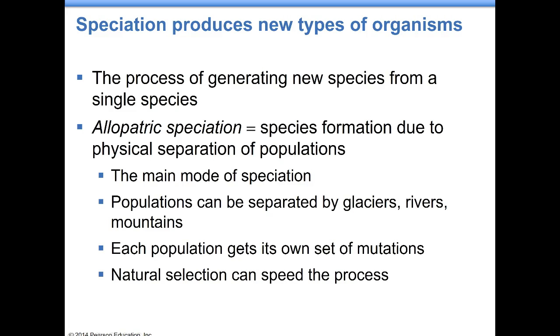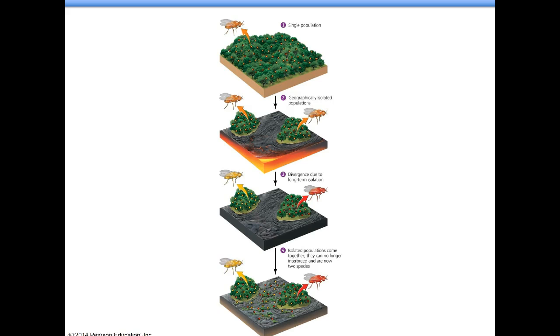They can be separated by glaciers or rivers or mountains, and because they have to adapt to the new areas they're living in, they get their own set of mutations that do not enable them to reproduce with each other, and it actually speeds up this process of natural selection.